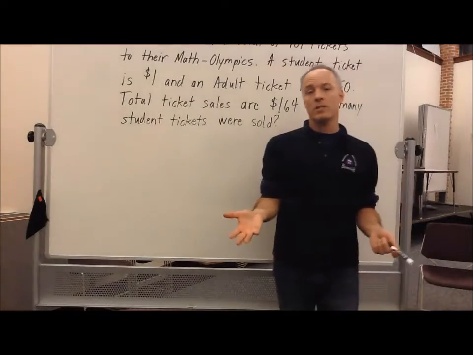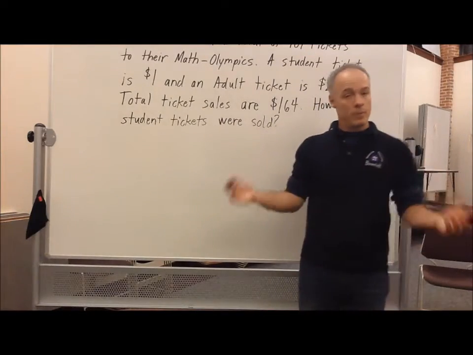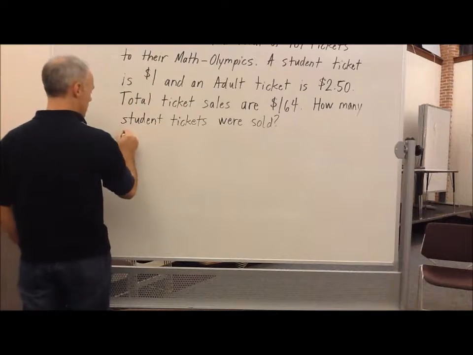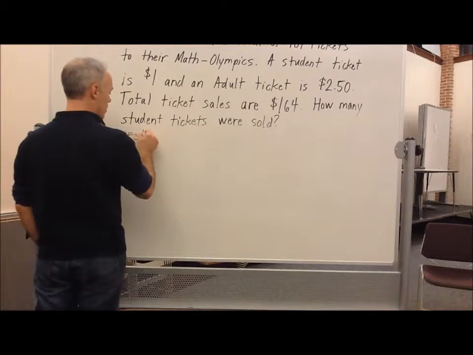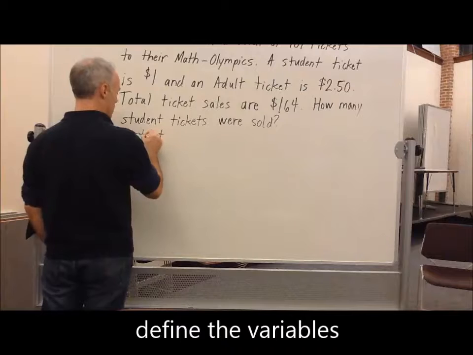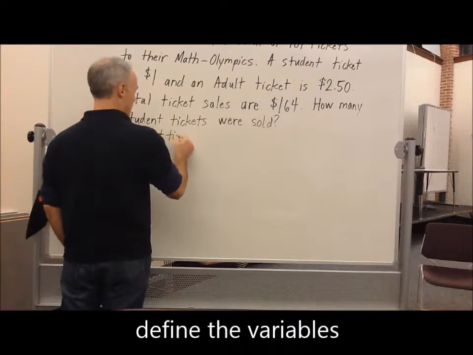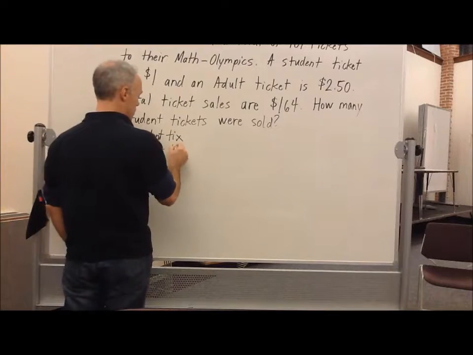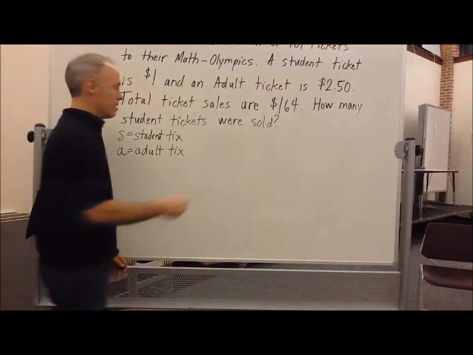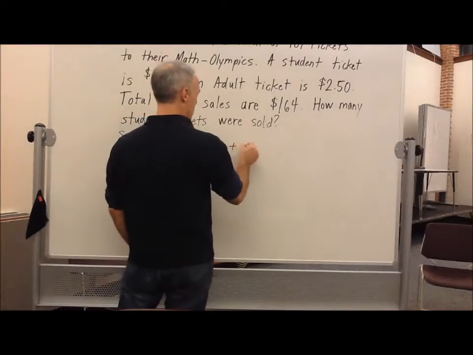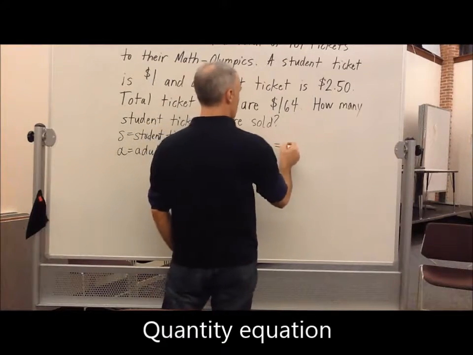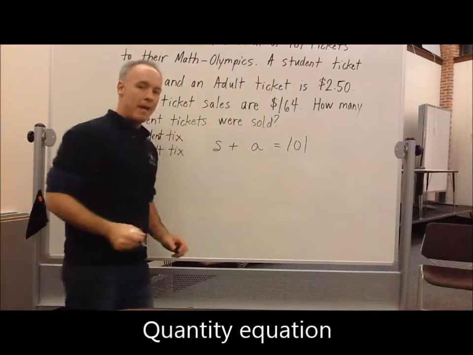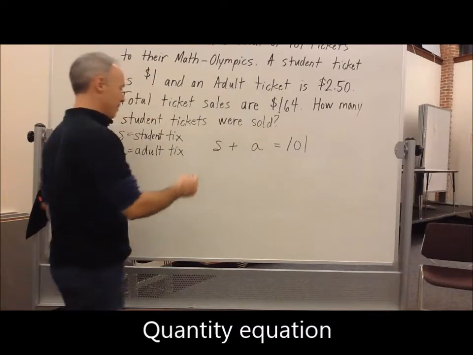Well, the first equation, let's call our quantity equation, depending on how many tickets there are. Well, if we call S the number of student tickets sold, and A the number of adult tickets sold, we can write an equation saying that S plus A equals 101 tickets total. Now let's figure out the money equation.